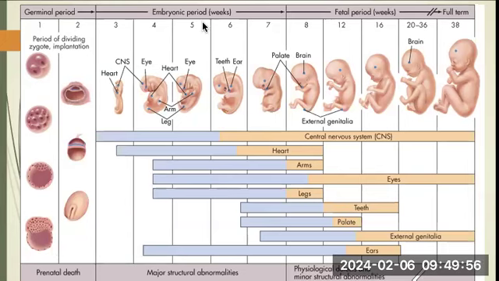In the embryonic period, it depends on how far along. Remember, that's 10 days to 8 weeks. So what you see at the bottom are the things that are being formed: central nervous system, heart, arms, eyes, legs, teeth, palate, external genitalia, and ears. Depending on what stage, that is what could be affected by teratogens. So if a woman is exposed to things like high stress, pollution, disease, you could end up with a child with major structural abnormalities. And this is why I say the embryonic period is so, so critical.